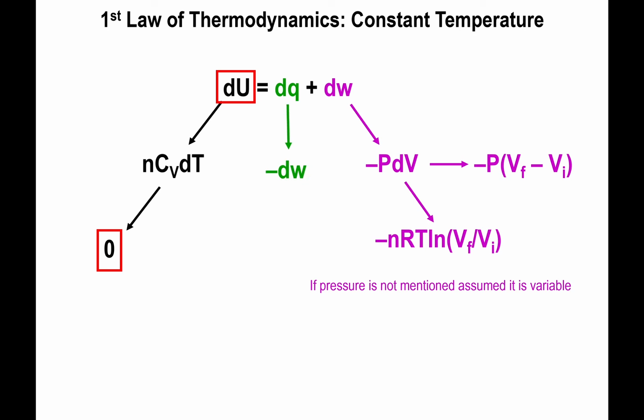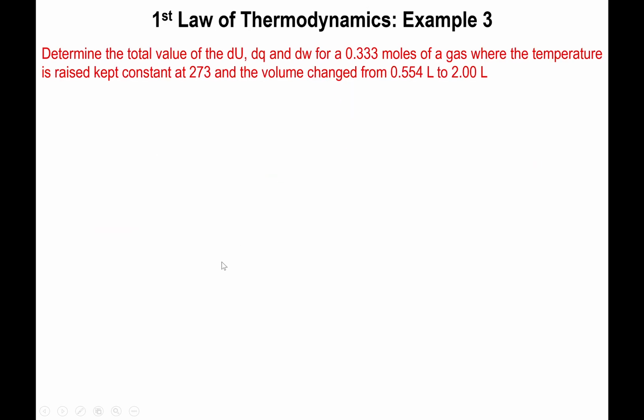Now the heat itself is going to be given by the opposite of the work. Since the internal energy is going to be 0, dq will have to equal negative dw. And depending upon which setup you have, you could have negative P times change in volume, or you could have negative nRT times ln of V final over V initial. In any case, you're going to find out what the value of the work is. Simply put a negative in front of it, and that will yield the change in heat.